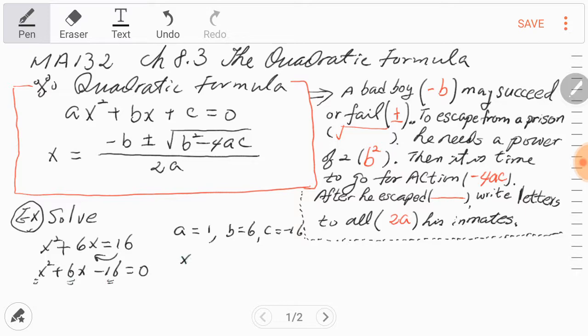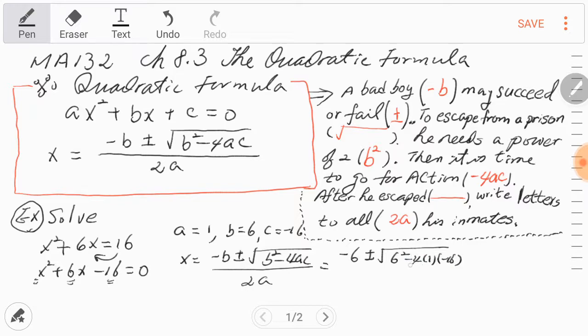And then the quadratic formula is what? Negative b plus or minus the square root of b squared. The boy needs power 2. Then go for action, over, write a letter to all. And then plug in all these values. So negative b plus or minus the square root of b squared: 6 squared minus 4 times a, which is 1, times c, which is negative 16, over 2 times a.